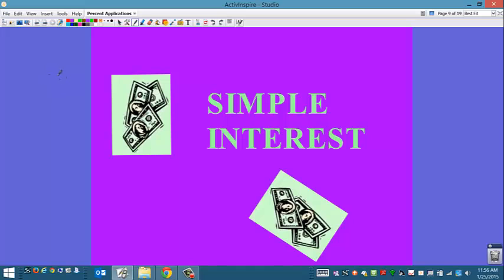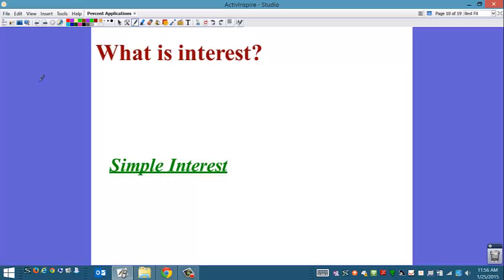This lesson is on simple interest. What is interest? Interest is the amount of money paid to borrow money.